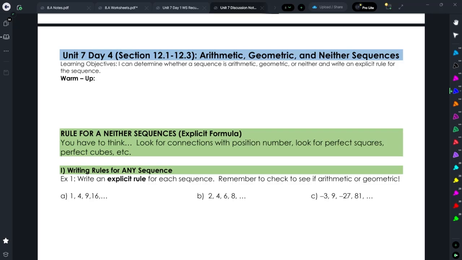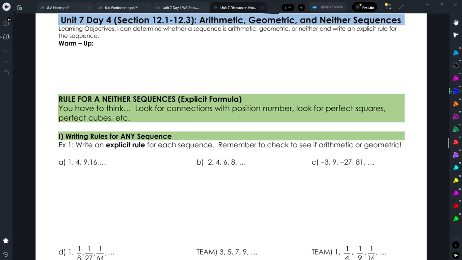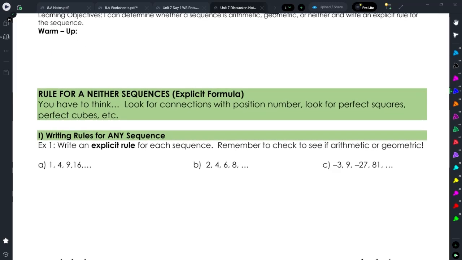Whereas explicit rules allow you to get the exact term you want without going through the steps of finding everything previous. So if I wanted the 7th term of a sequence, I could just substitute 7 in for n instead of having to find the 6th, 5th, 4th, 3rd, 2nd term like we would with recursive. So when we are writing these explicit rules, we have to remember the formulas from the day 2 and day 3 notes. Now we're also throwing in some neither sequences here, and for neither sequences, we must look for a pattern.